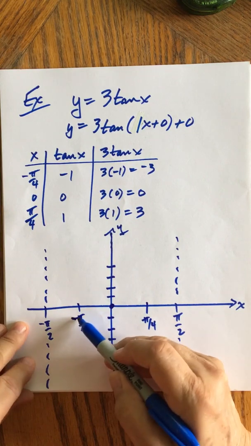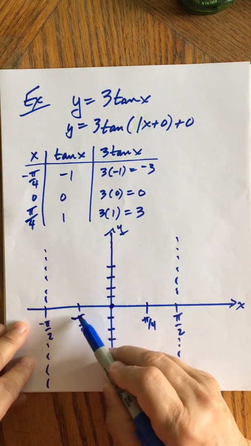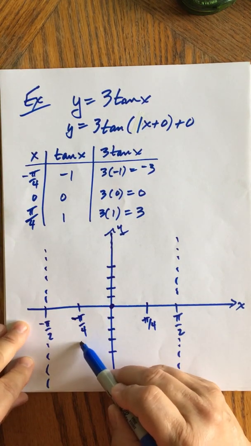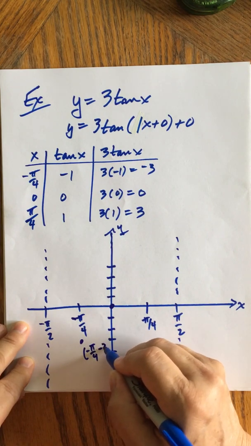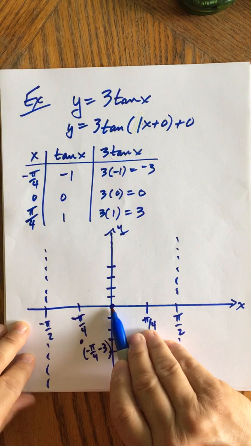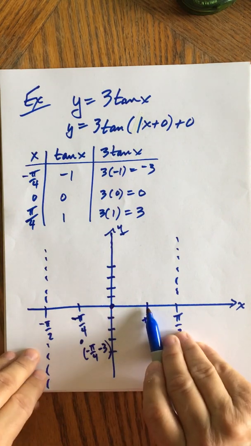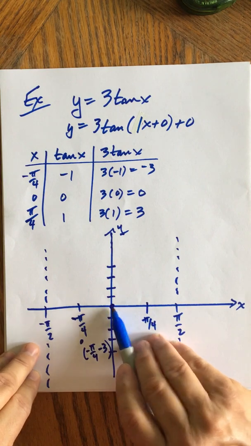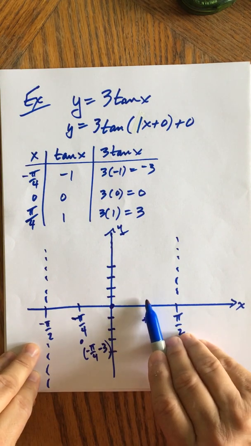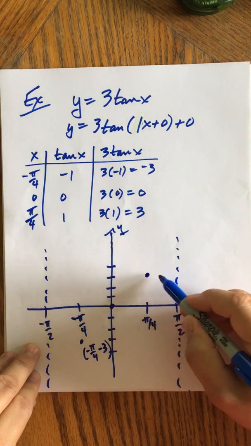So you're going to go over, and then instead of going down 1, you're going to go 1, 2, 3. So you're going to be here. So this is going to be negative pi over 4, negative 3. And then normally you would go, for the basic shape, you would just go over pi over 4 in the x direction and up 1, but now you're going to go 3 times as much. So you're going to go over 1 and up 1, 2, 3. So you're going to be here.